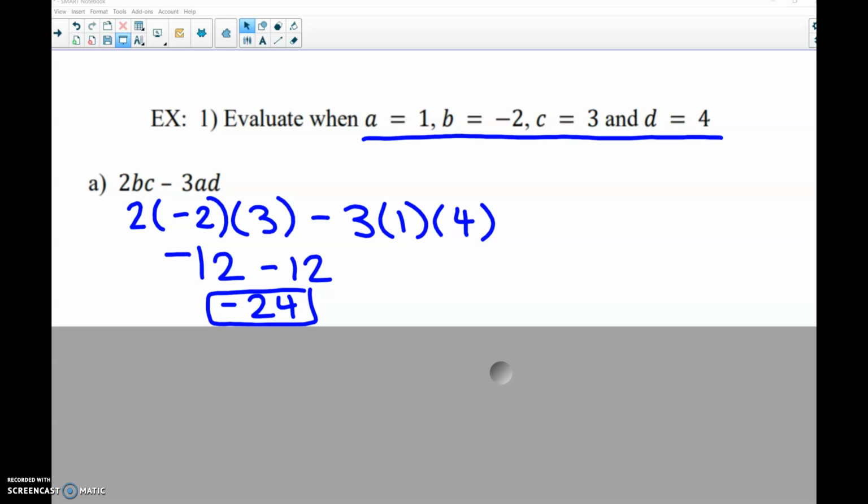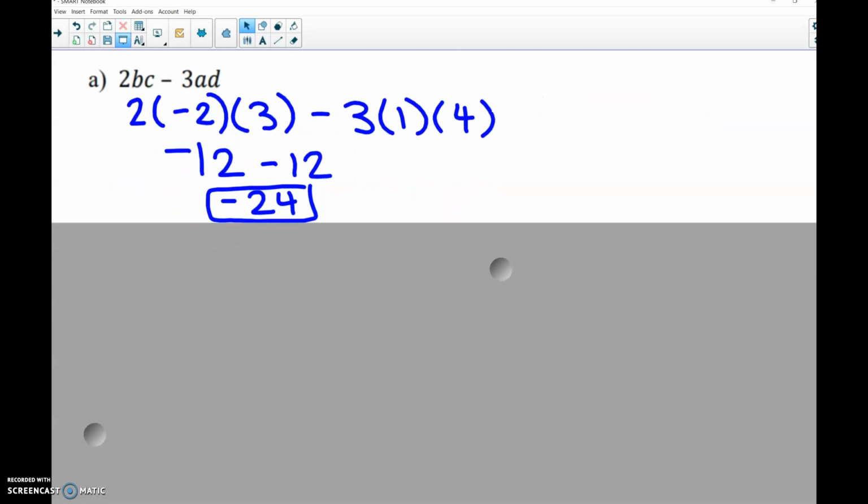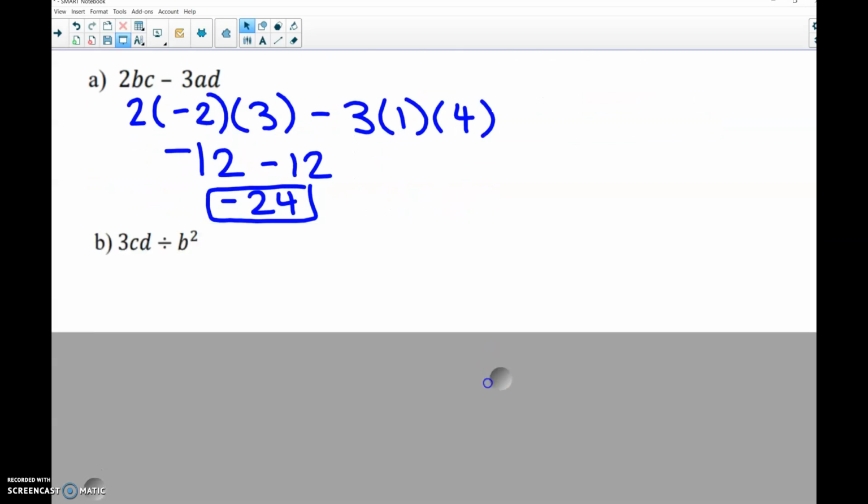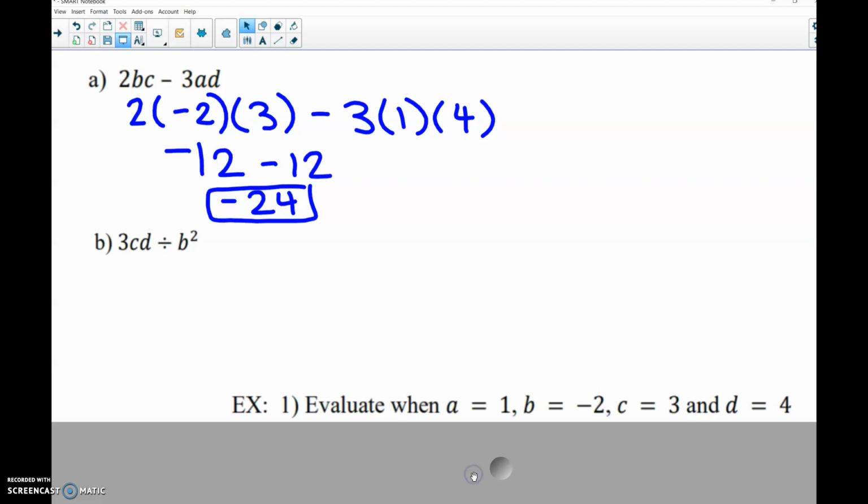If you got negative 24, you are correct. Be careful. The first one was a negative, and the second one was negative 12. Negative 12 minus 12, they're both negative, so you add and keep the sign of the answer there. All right. Have that here.